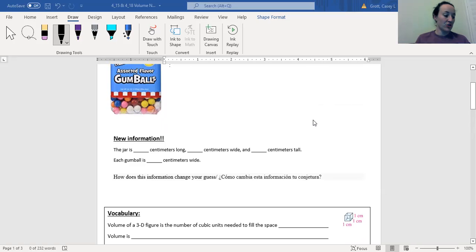Let's say that the jar is 8 centimeters long. So it's going to be 8 centimeters long and 8 centimeters wide and 10 centimeters tall. Each gumball is going to be 1.5 centimeters wide. How does this information change your guess? Do you keep your guess the same or do you change it?